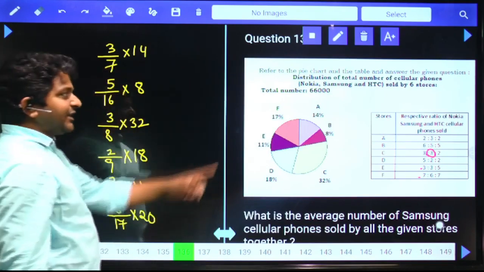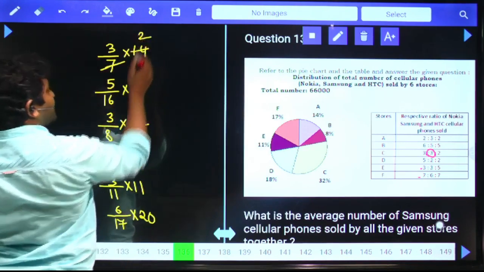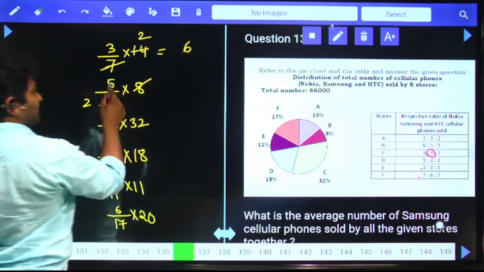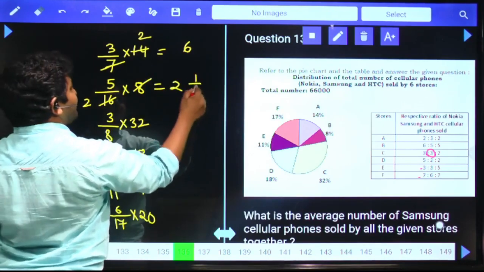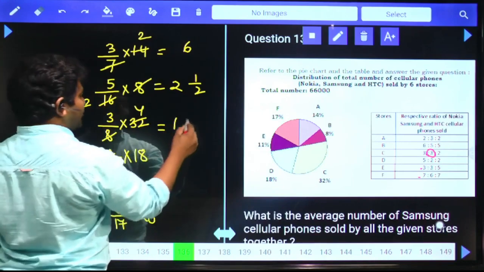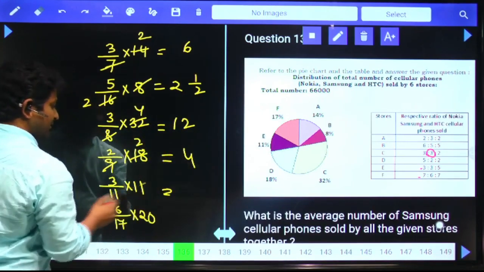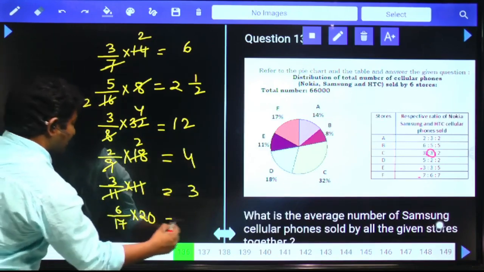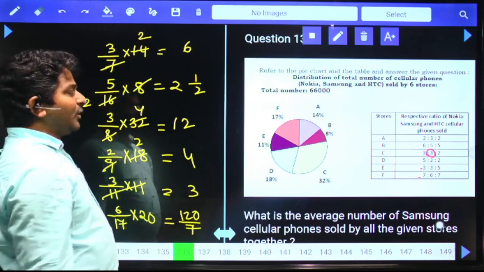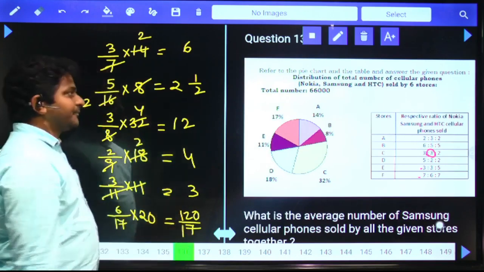Where each percentage is equal to 660, you know that? 7, how many times? 2 times. This is 2 times. This is 6%. 5 by 2, 2.5%. 4 times. 3 into 4, 12%. 9, 2 times. 4%. 3%. And this is 120 by 7. 7 or 17? 17 we have.